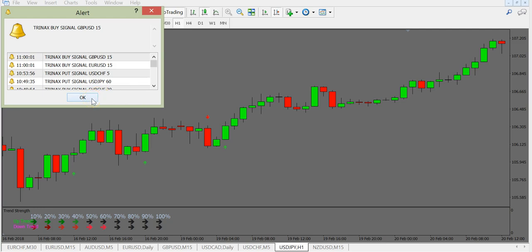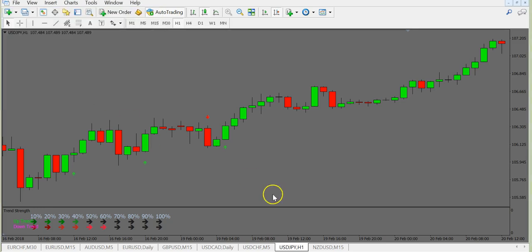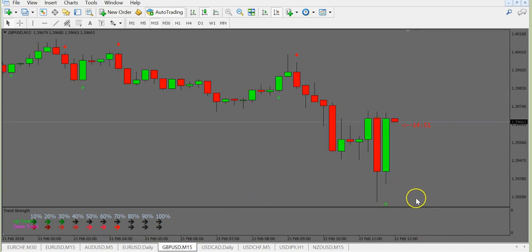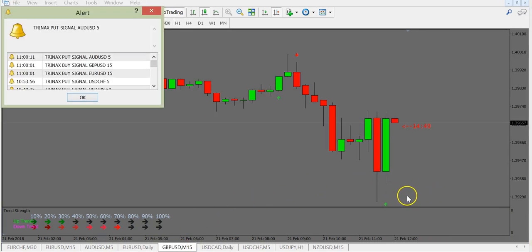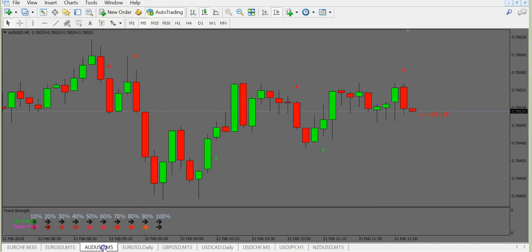GBP USD, we get a signal, and let's see. Oh. Now we get a signal, you see, for buy, and we do not have confirmation. This is not a valid signal. If we have even 70% down, so we get Australian dollar. Yes, we have confirmation. This is a confirmed signal. So this we can take. So let's follow this trade live.